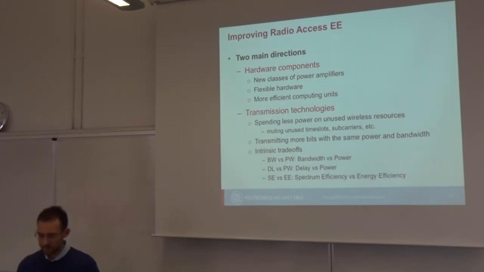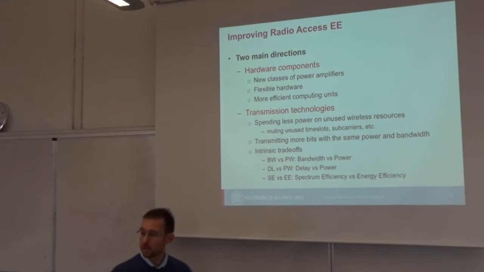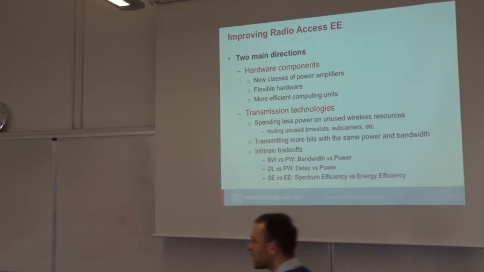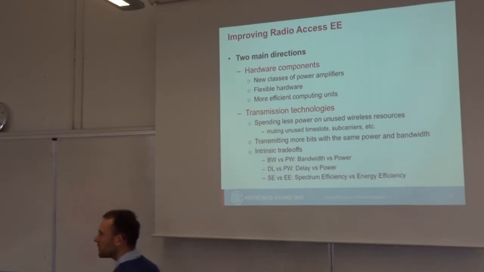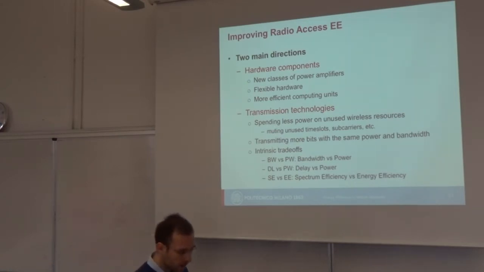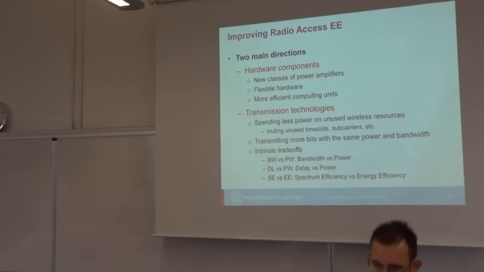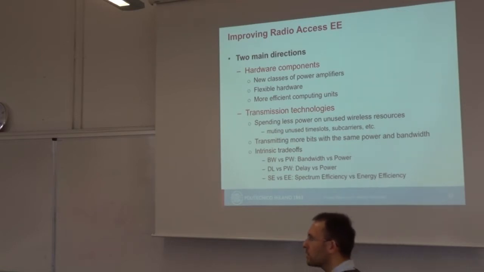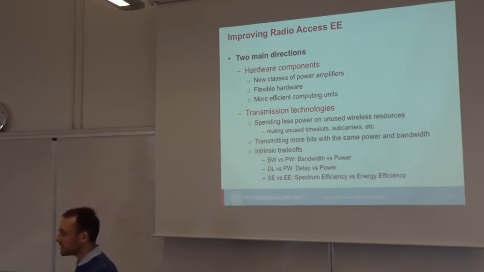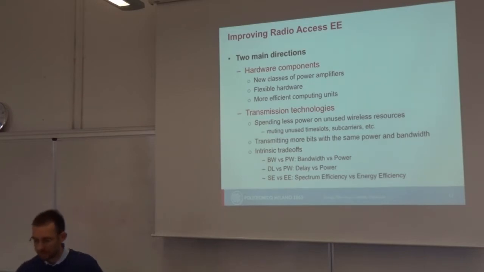for energy efficiency purposes. Of course, another approach is to have more efficient computing units, because you not only need to transmit things, but also you need to process data. So if you have an efficient way of processing your data, we will be happy. That's one branch. The other branch is working on transmission technologies. So provided that what you can do with the hardware parts of your network is, let's say, as best as possible, now you focus on things that you do at transmission level.